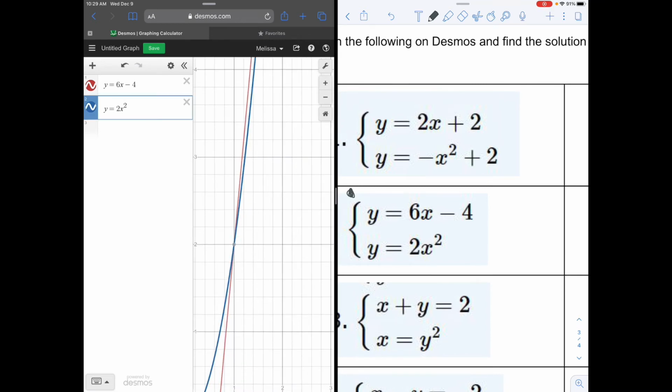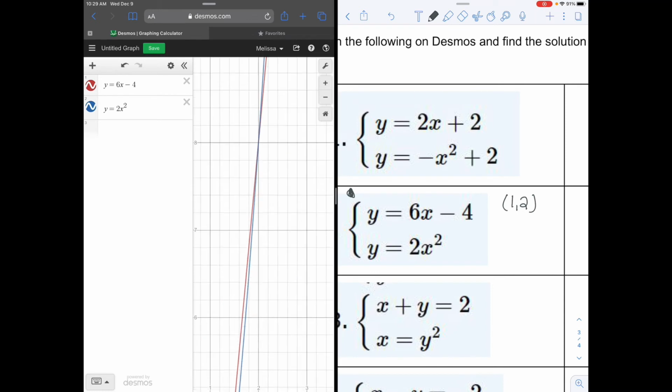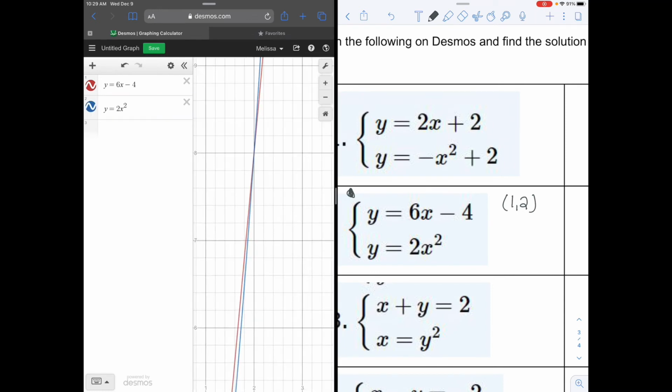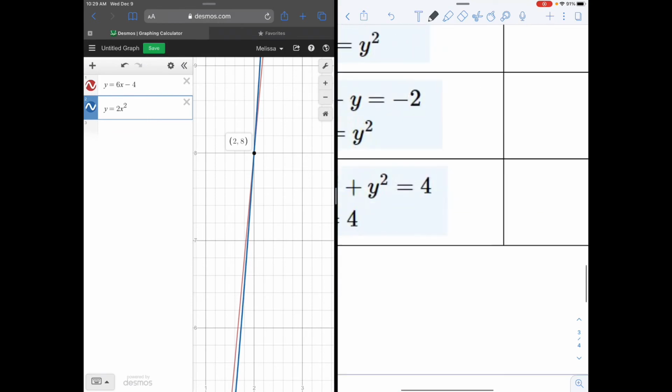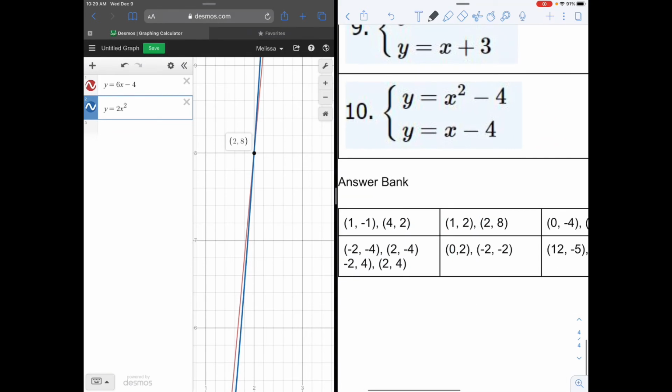And the main thing about Desmos, we can just click it and it'll tell us the answer. So it's intersecting at 1, 2. But we also saw it was intersecting at the top. So let's find that point. And that point is 2, 8. If I want to check my answer, I have given you an answer bank at the bottom. So we have 1, 2 and 2, 8.